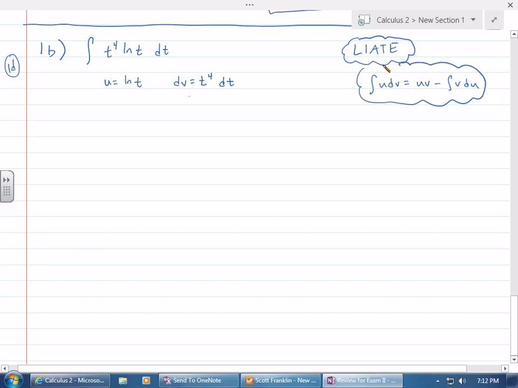What's the I and the A stand for? I is inverse trig function. A is algebraic. So du becomes 1 over t dt. And v is now 1/5 t to the fifth. All right, to find du, you differentiate. To find dv, you integrate. Or to find v, you integrate dv.